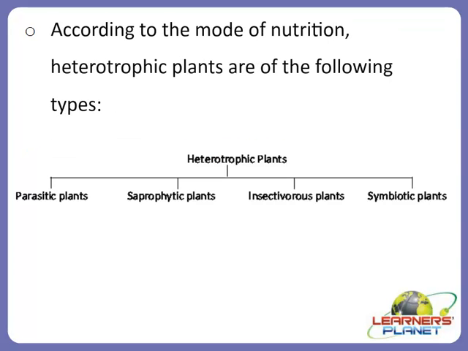According to the mode of nutrition, heterotrophic plants are of the following types. They are divided basically into four types: parasitic plants, saprophytic plants, insectivorous plants, and symbiotic plants. So we can say that the heterotrophic plants are broadly categorized into these four types of plants. Now let us study about the first two types of plants in this session.